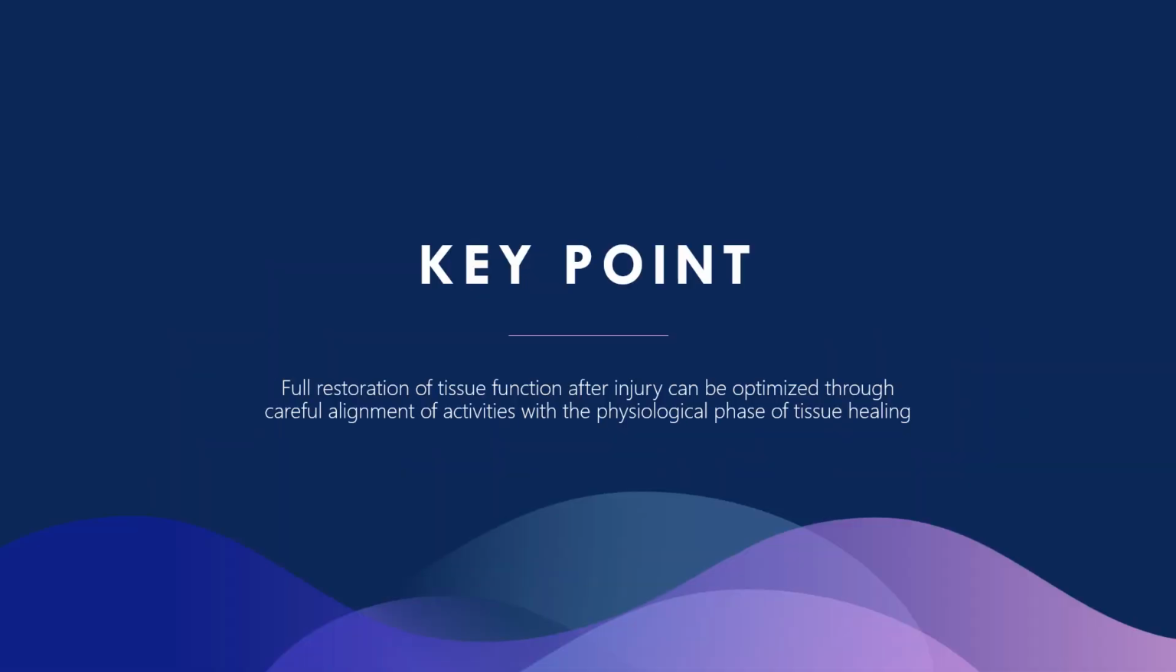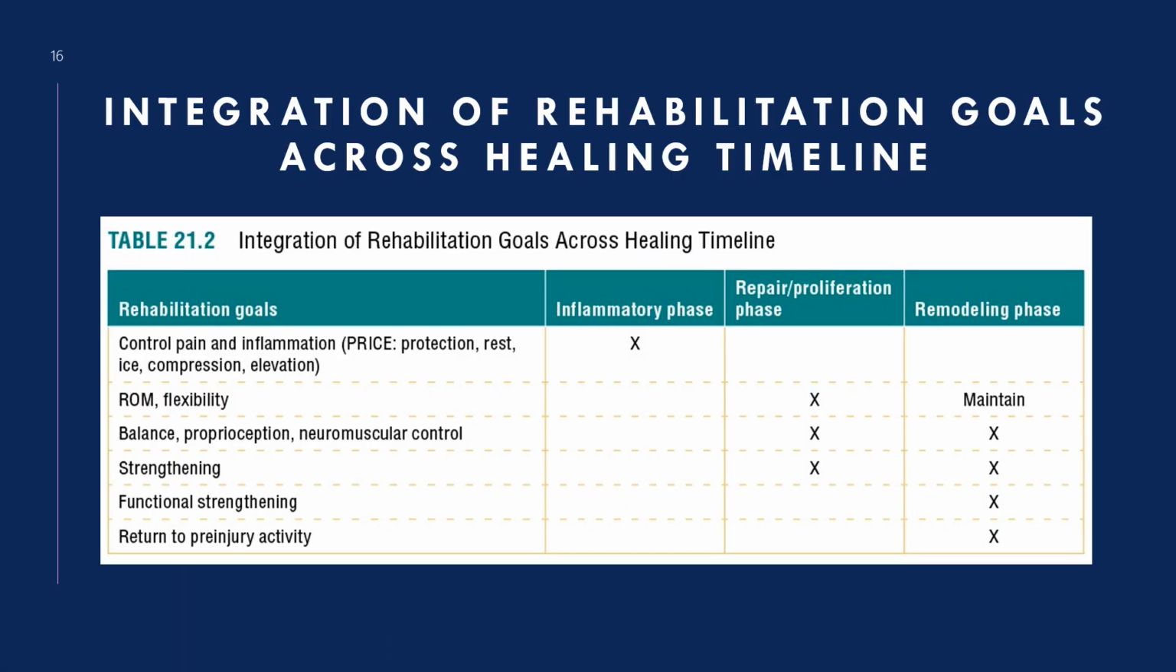The restoration of tissue refers to the process by which injured or damaged tissue is repaired and regenerated to regain its normal structure and function. Full restoration can be optimized through careful alignment of activities with the physiological phase of tissue healing. This is a great depiction of the integration of your rehabilitation goals across the healing time and looking at the different responses, the different phases accordingly.